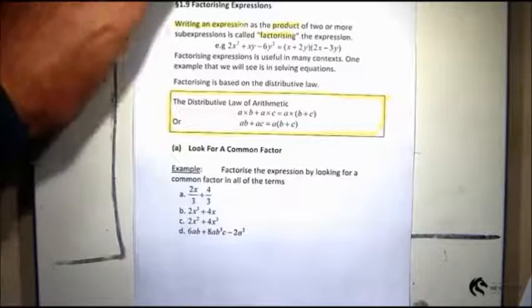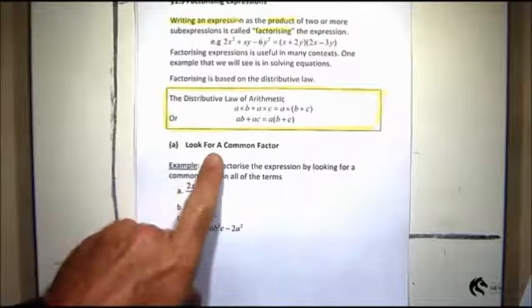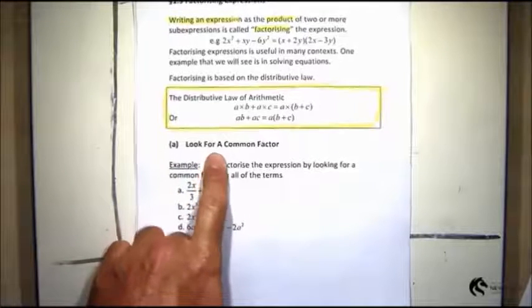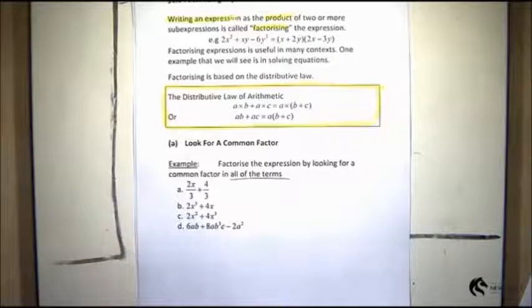So, we are going to see a number of ways of factorising. The first one is to do what we were doing over there before. We look for a common factor in all of the terms. That's what we did over here. We looked for a common factor in every term to factorise it. So that's always the first thing we try to do.